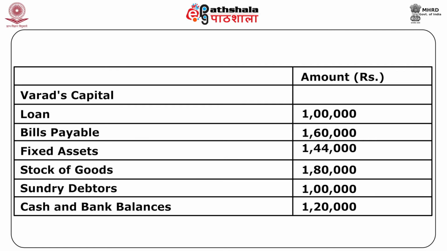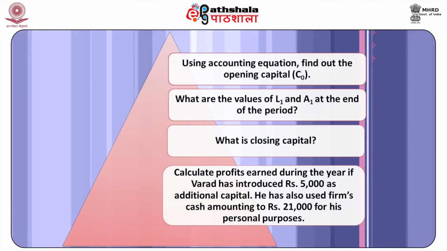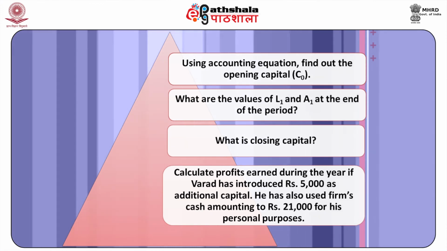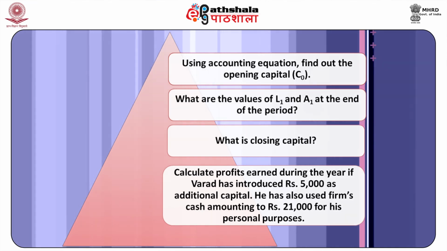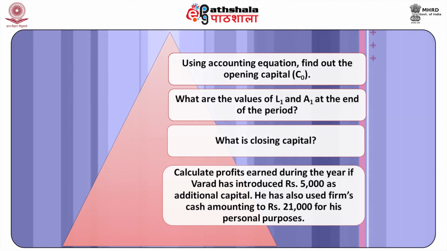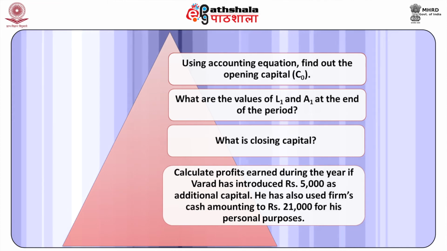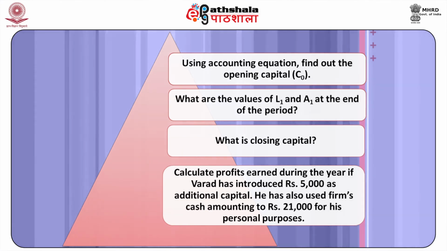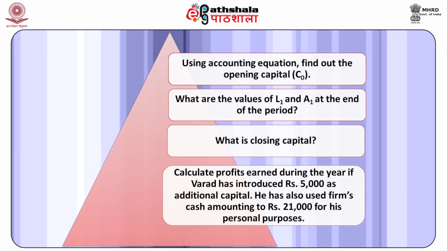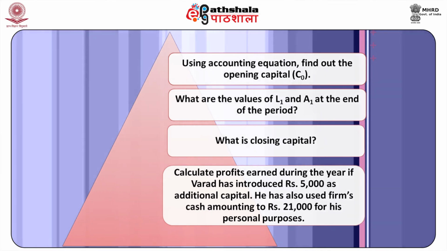Mr. Varad also reports the following balances appearing as at the end of the year, where again loan is 1 lakh, bills payable 1,60,000, fixed assets 1,44,000, stock of goods 1,80,000, sundry debtors 1 lakh, and cash and bank balances 1,20,000. You are required to answer the following. First, using the accounting equation, find out the opening capital, that is C0. Next, what are the values of L1 and A1 at the end of the period? Next, what is the closing capital? Next, calculate profit earned during the year if Varad has introduced rupees 5,000 as additional capital. He has also used the firm's cash amounting to rupees 21,000 for his personal purposes.